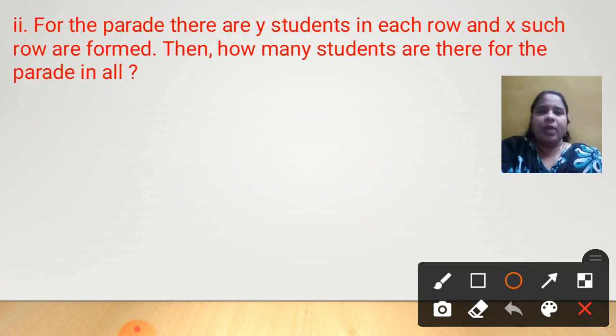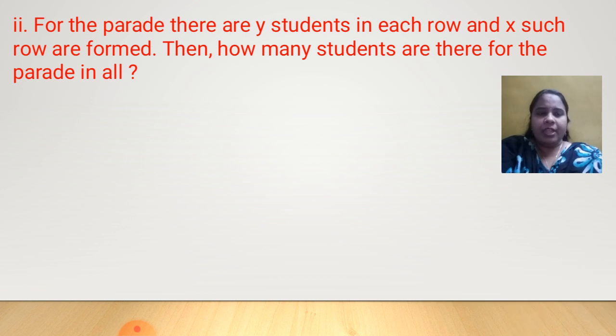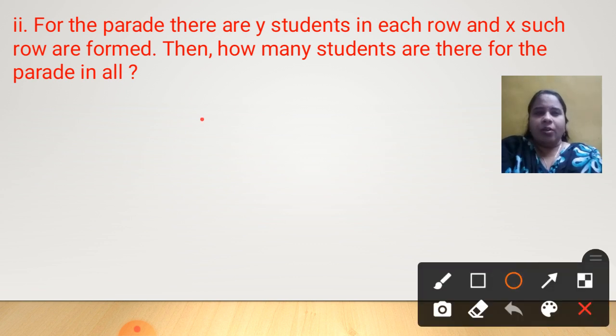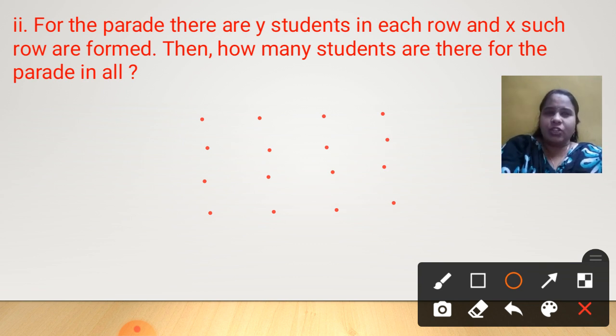Now let us try to understand this. Suppose in the assembly you are standing like this, okay, in a line. 1, 2, 3, 4 students in each row. Yes, like this, Y students are standing in each row. 1, 2, 3, 4. Okay. Now see this. For a parade, there are Y students in each row. How many students in each row? Can you tell me? 4.